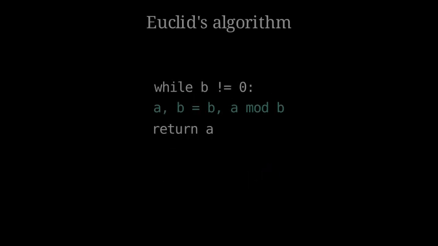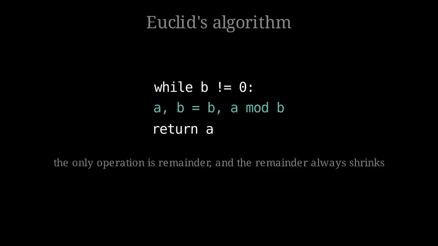Look closely at what the algorithm actually does. It holds a pair of numbers, a and b, and it replaces that pair with b and the remainder of a divided by b. Then it does the same thing again, nothing else. It never factors the numbers, it never consults a table. The only operation it ever needs is division with a remainder.